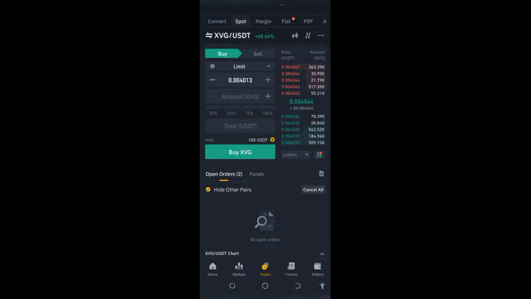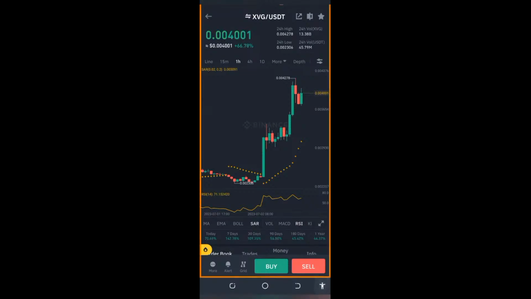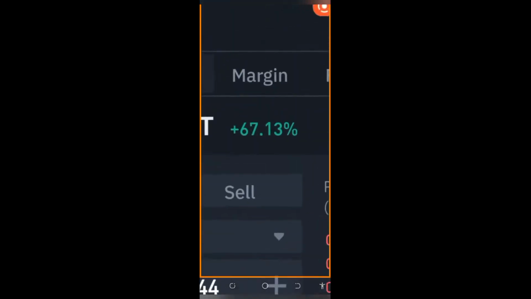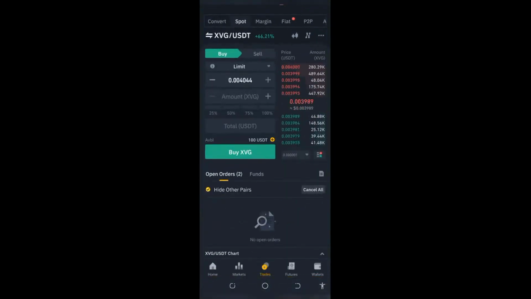Yes. Now, I'm currently on XVG/USDT. And we need to look into the charts quickly. Now, this is on the gainers list, right? So we need to quickly take our move. And as you can see, if I go back, within the past 24 hours it has gained 66, in fact, 67% increase. And I'm like, really? Okay, let's go see how to take advantage of this.